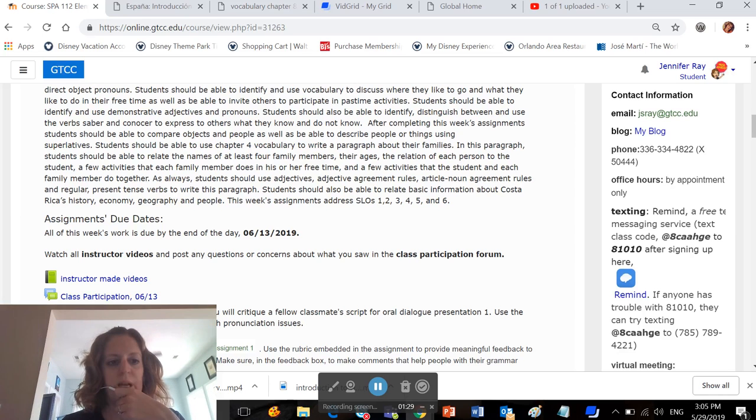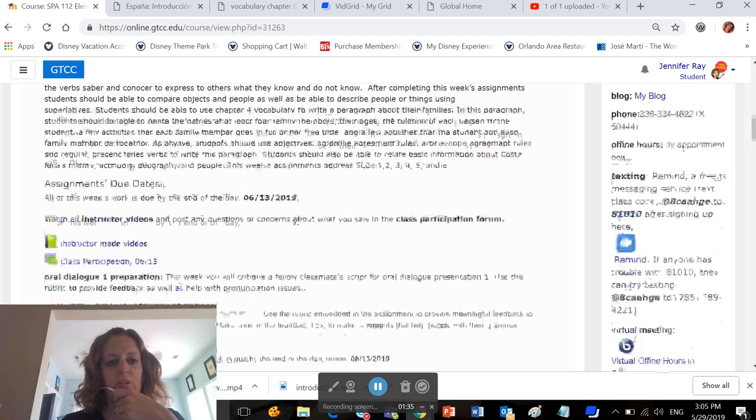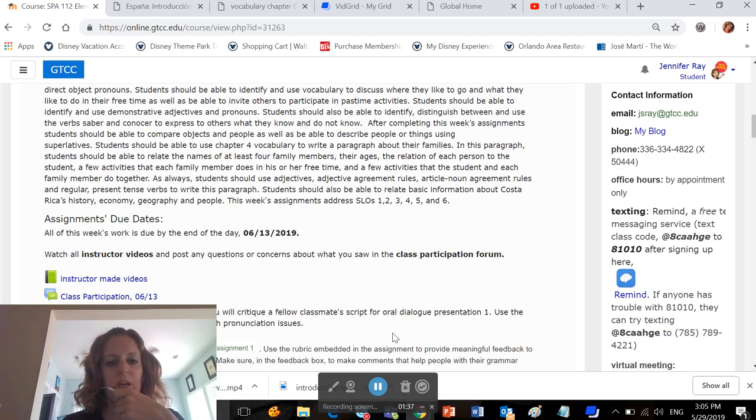After completing this week's assignments, you should be able to compare objects and people as well as be able to describe people or things using superlatives. You should also be able to use Chapter 4 vocabulary to write a paragraph about your families. In this paragraph, you should be able to relate the names of at least 4 family members, their ages, the relation of each person to you guys, a few activities that each family member does in his or her free time, and a few activities that you and this family member do together.